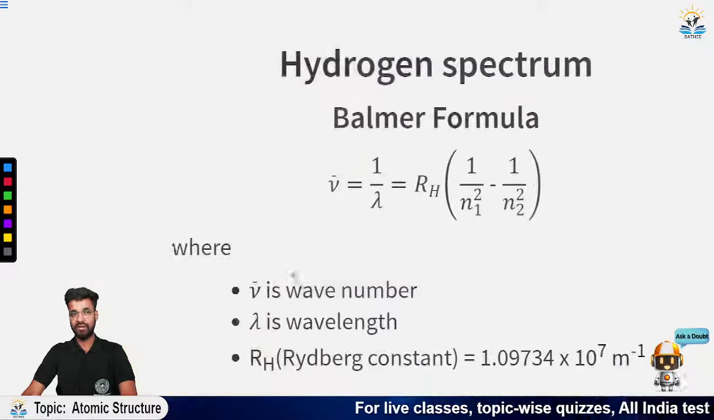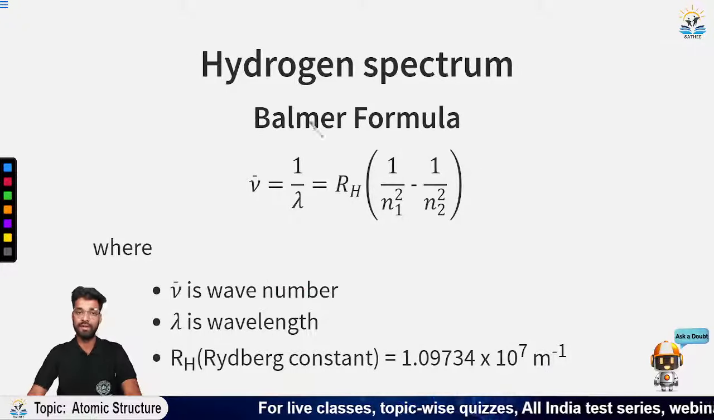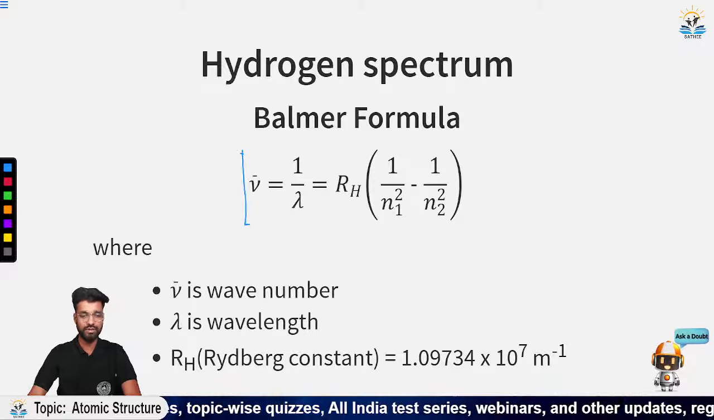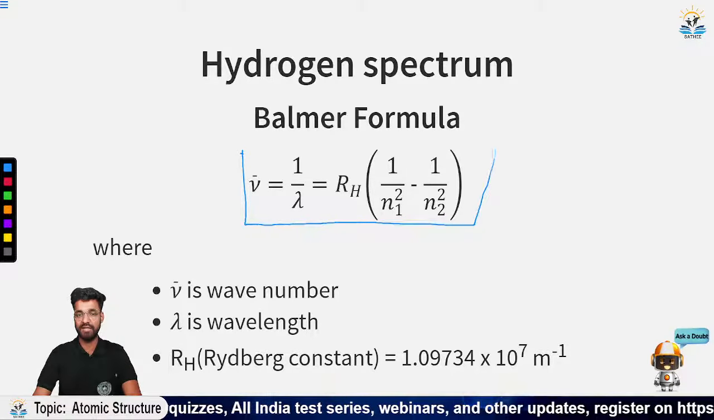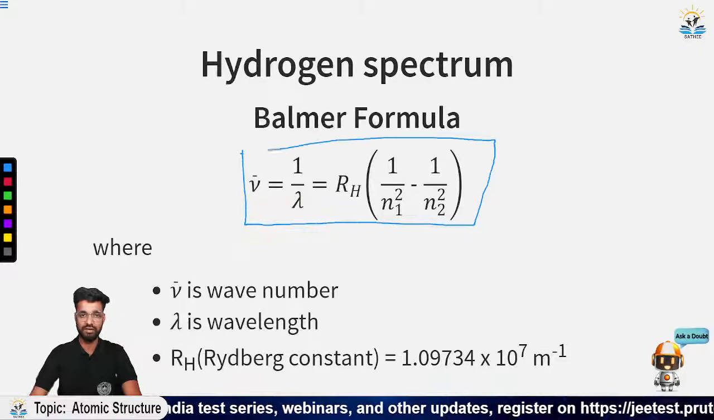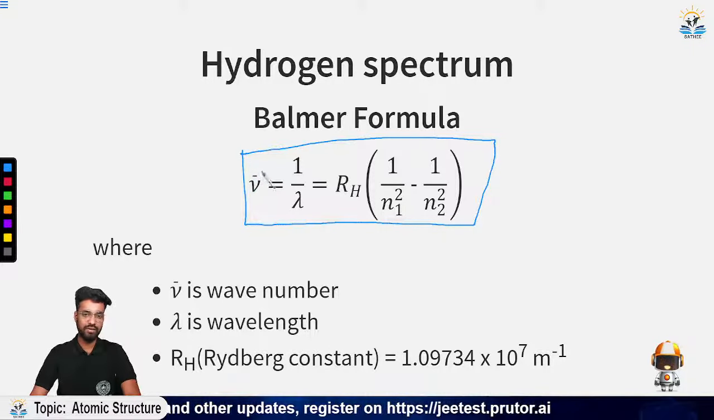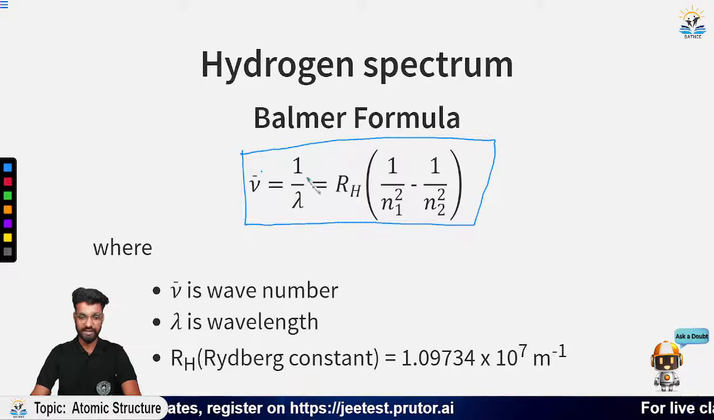So this series is characterized through a formula, and this formula was given by Balmer. It is an important formula, and many questions are asked in JEE each year from this section. So what is this formula about? It is about the wavelength of the light that is emitted.